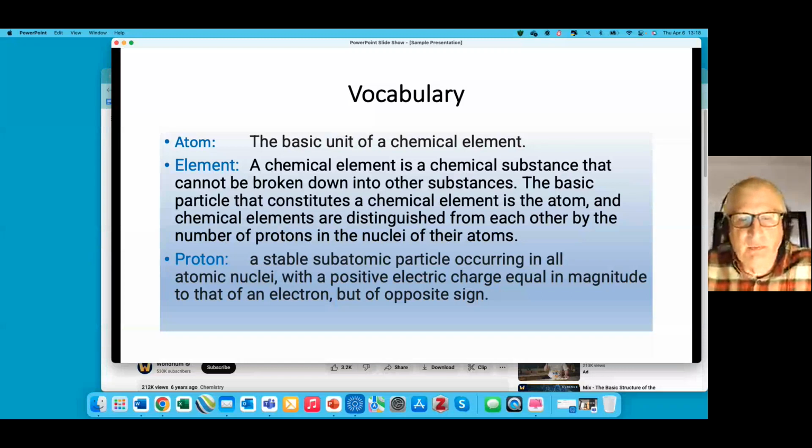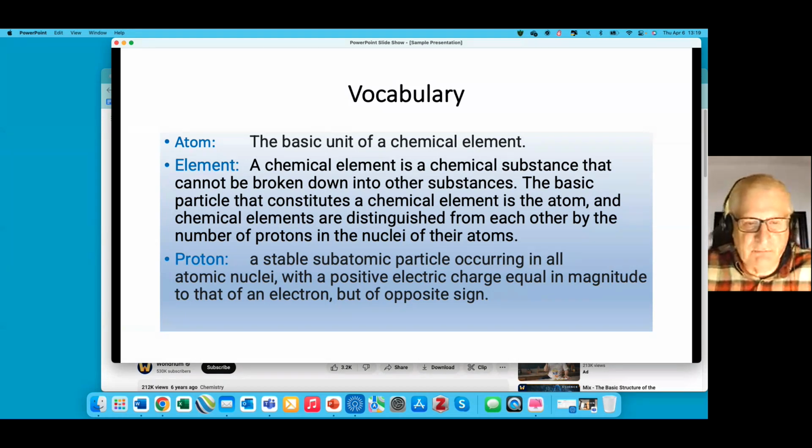So the element cannot be broken down into something smaller without changing what the atom is, without changing its properties, right? And so what's in the center of the atom, we're going to call the nucleus. And so for your vocabulary words, nucleus. We see in this definition nuclei, which is the plural of nucleus.